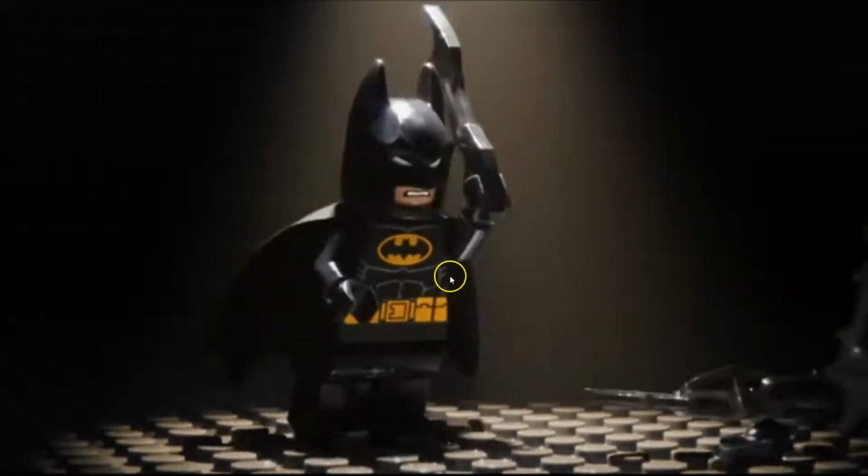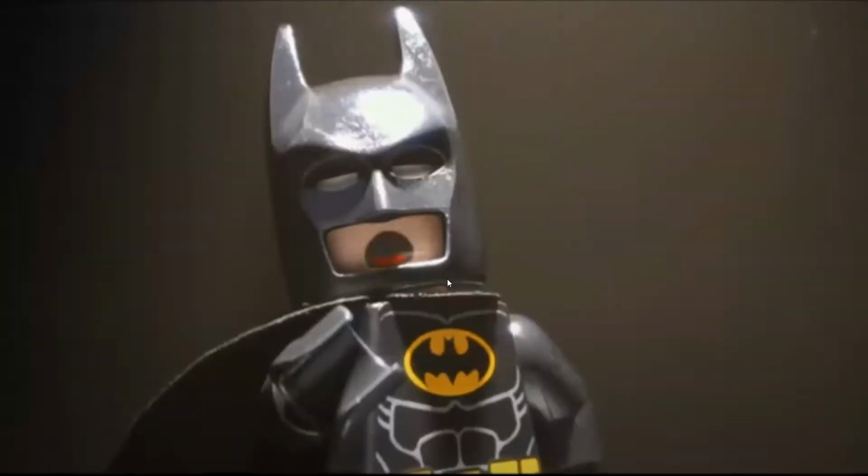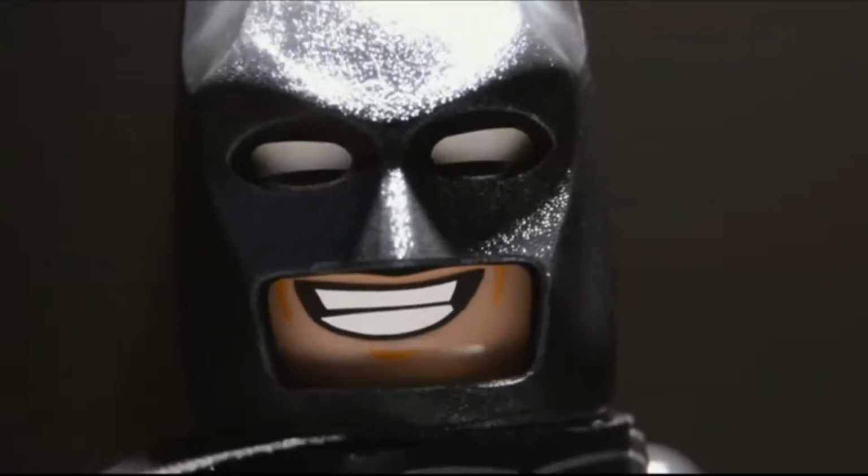The sooner you do that, the sooner we can show people the trailer for The Lego Movie. Fine. Crank up those subwoofers, dude, and check this out.